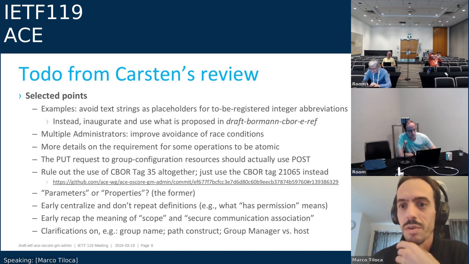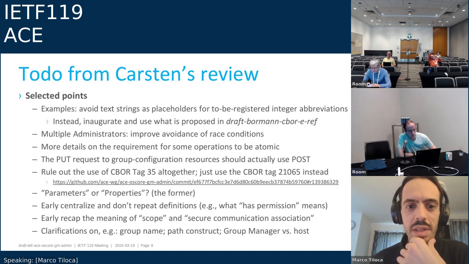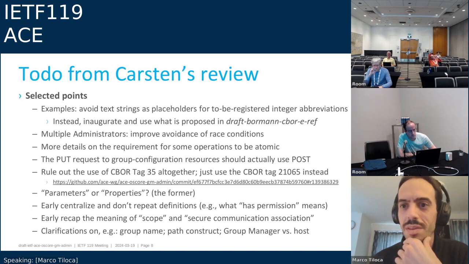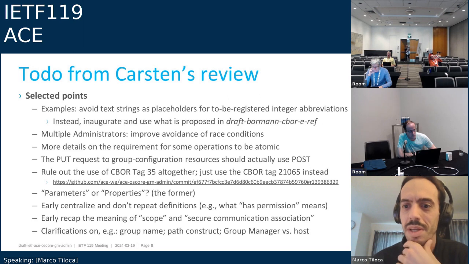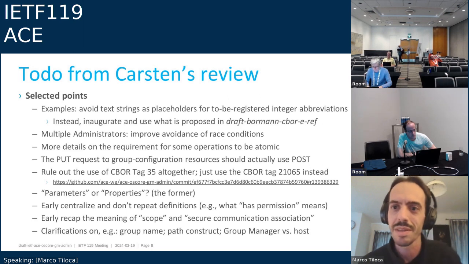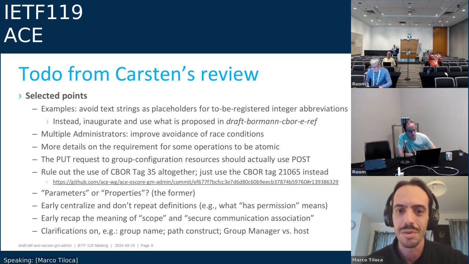On the topic of using a better CBOR tag number to indicate complex semantics for group pattern, yeah, he suggested in a comment in a related commit on GitHub to just abandon altogether the old tag number that we were using, unless we want to introduce even more complicated definitions that are not really worth introducing. So we plan to remove the possible use of tag 35 and stick to 21065 instead.